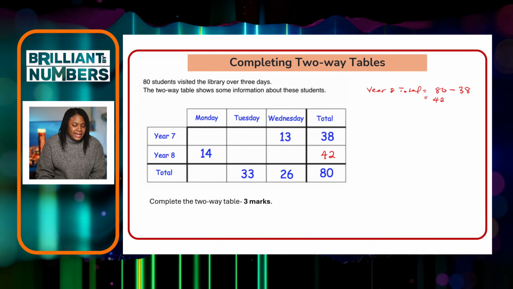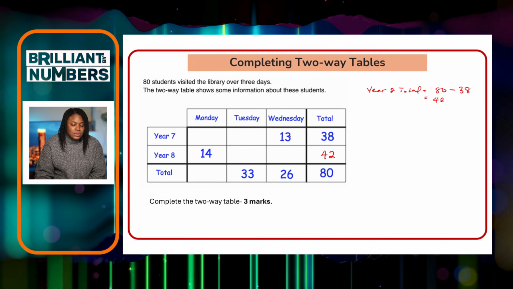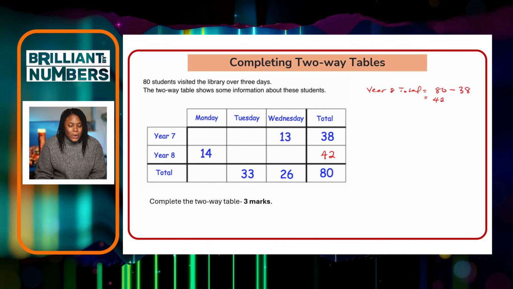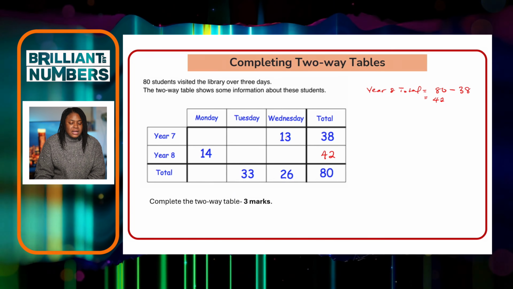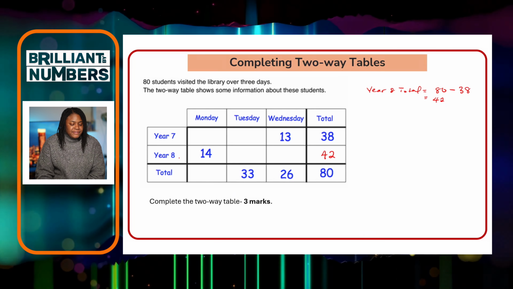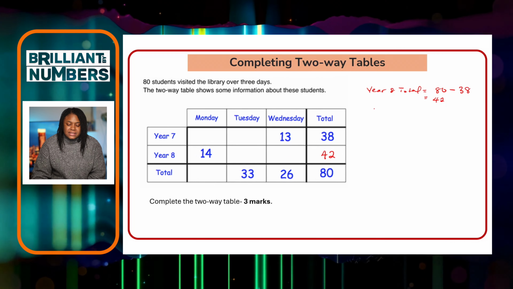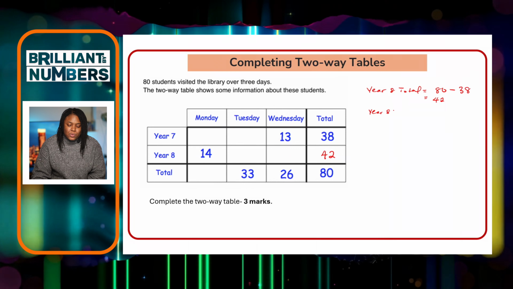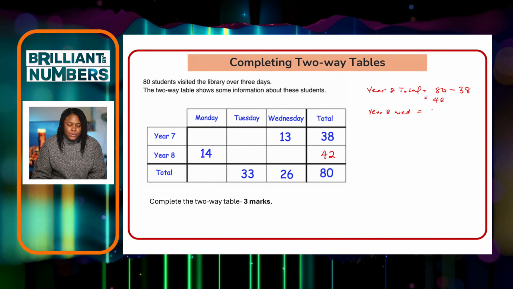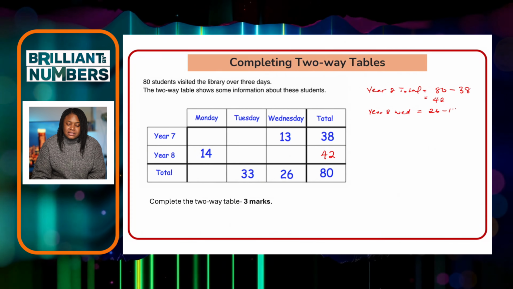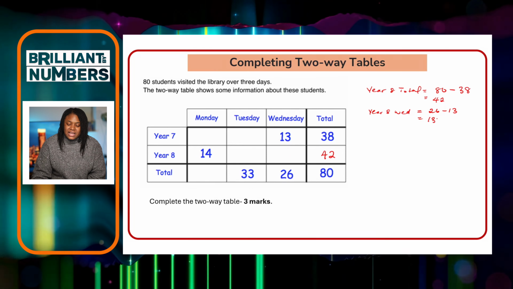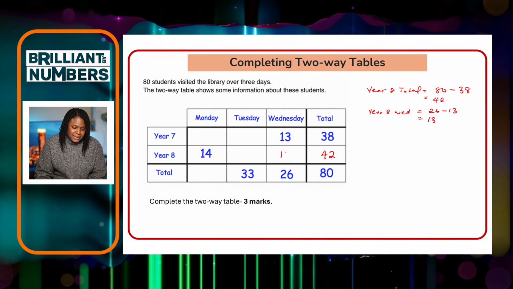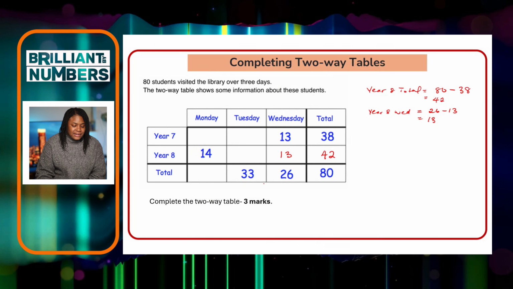Now, also, I can see here that I know year 7 students for Wednesday is 13. And I know the total for that day. So I can find year 8 for Wednesday. So year 8 Wednesday would be equal to 26 take away 13. A nice and simple one there. 26 divided by 2 is 13. So the answer has to be 13. Fill my table in. Gaps closing in further.